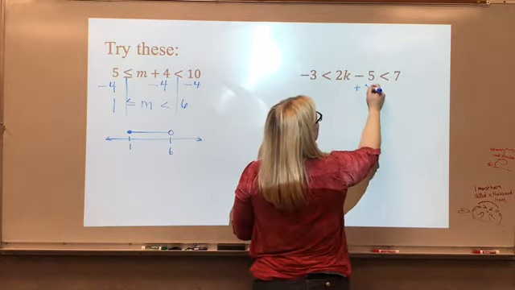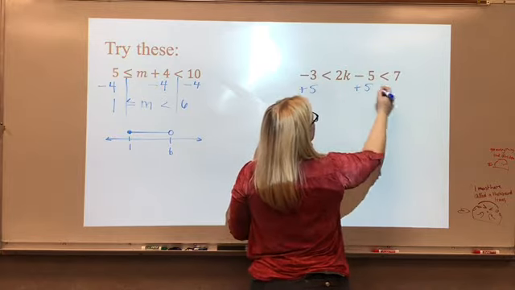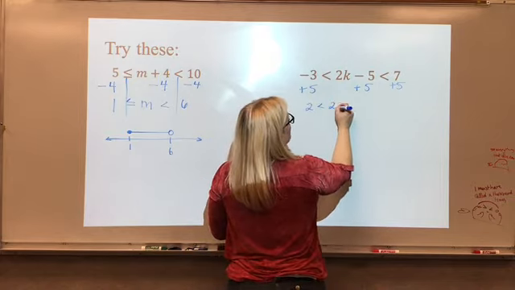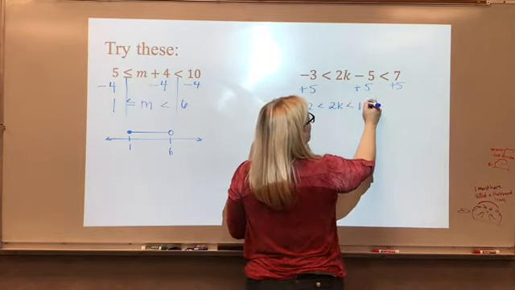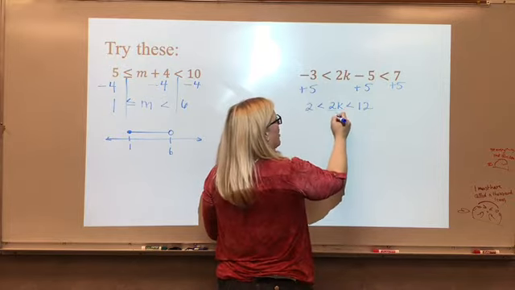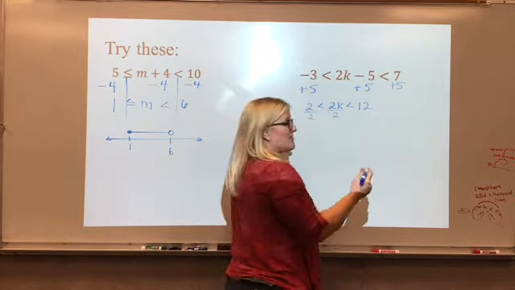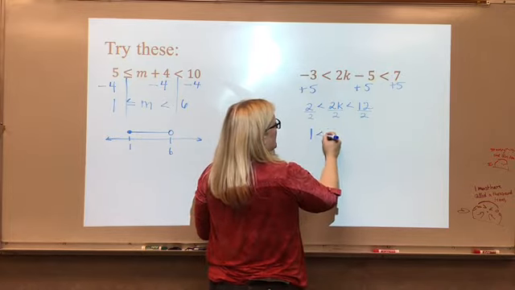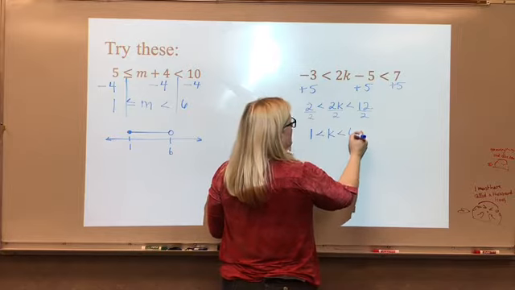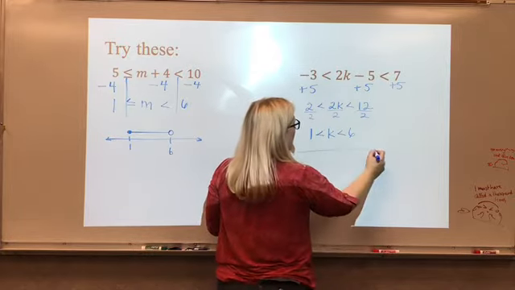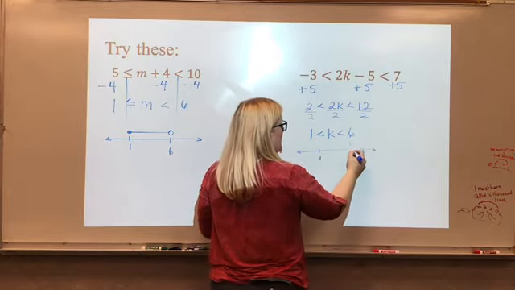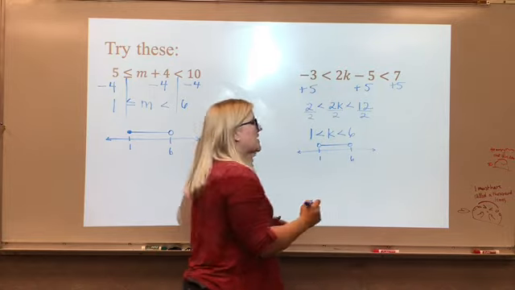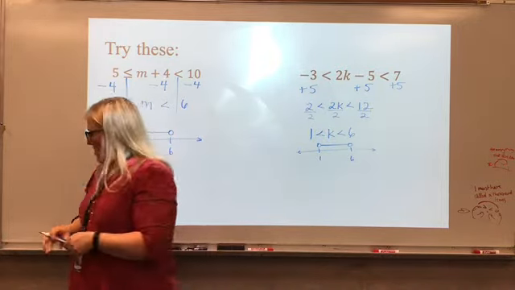Okay, over here, again, I've got my 3 parts. I'm going to add 5 to each part. So I've got 2 is less than 2k, which is less than 12. And now I need to divide them all by 2. And this one is not negative, so we don't need to worry about flipping the sign. So I have 1 is less than k is less than 6, which is almost exactly like that one. So I've got 1 and 6, 2 open circles, and I connect those, making my little sandwich. All right.